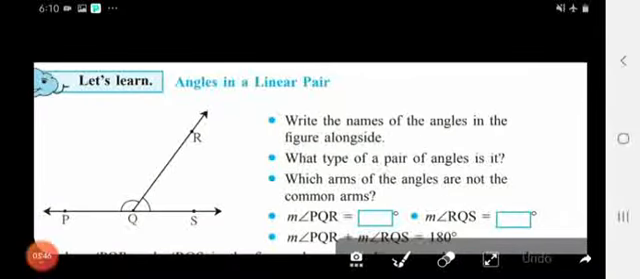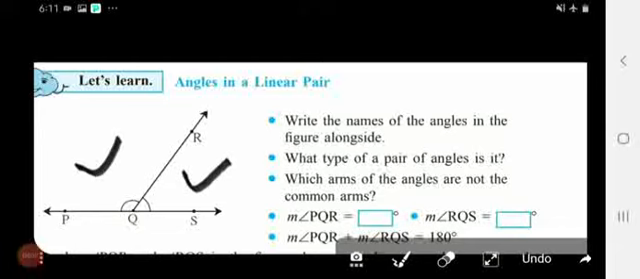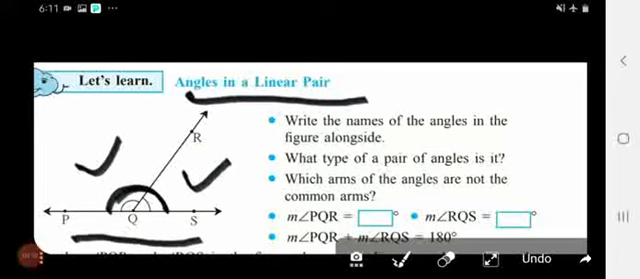Next type of angle is angles in linear pair. The angles which are adjacent and which form a straight line are called angles in linear pair. So here, if you see angle PQR and angle RQS, these two angles form 180 degrees and a straight line. So they are angles in linear pair. They form a line, so they are angles in linear pair. These types of angles are always adjacent. They can't be drawn separately.